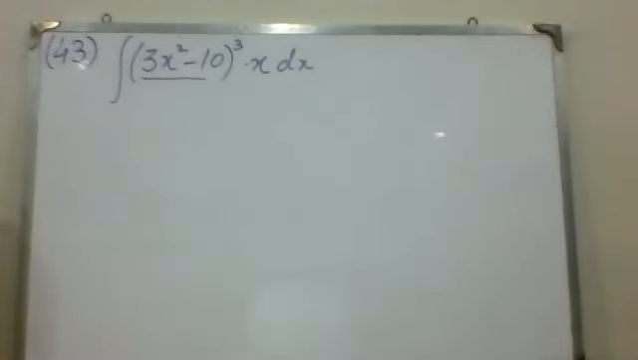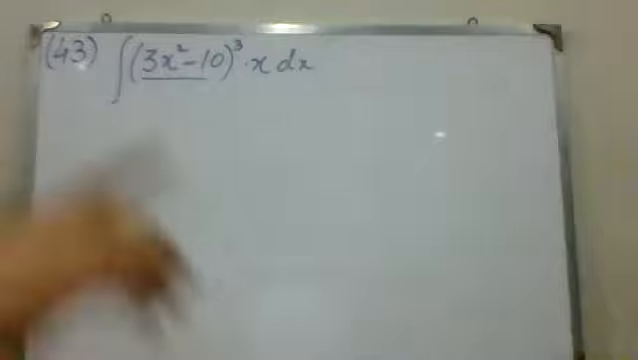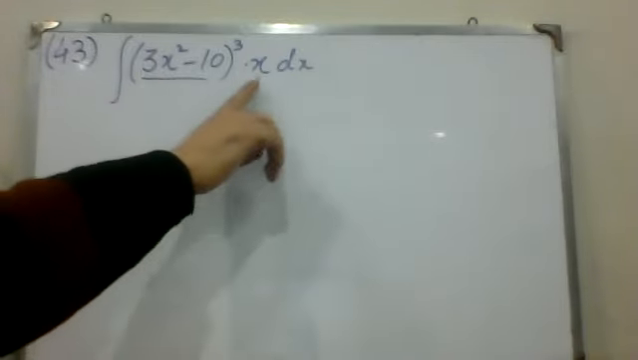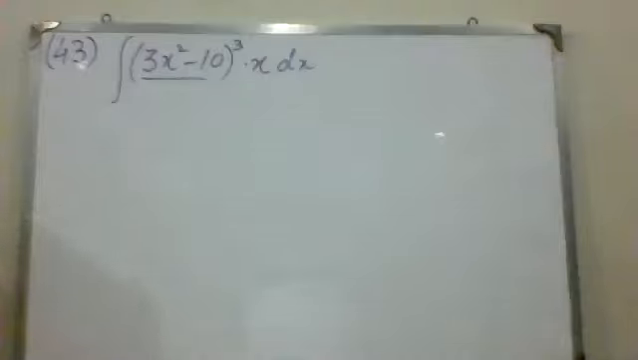What is the derivative of that term? 3x square minus 10. Shabash, what is the derivative of that function? 6x. And the derivative of 10 is what? Zero. This means its derivative is 6x. But here in the multiplication, only x is present.